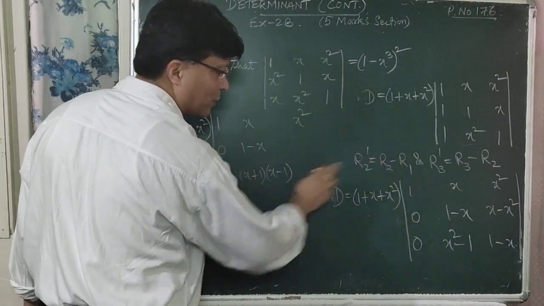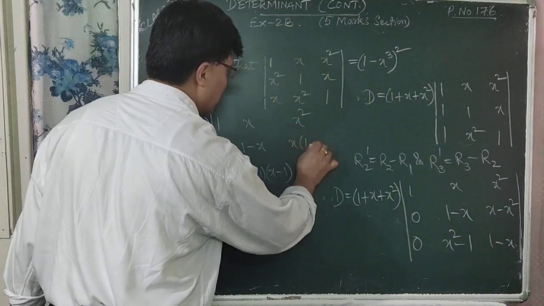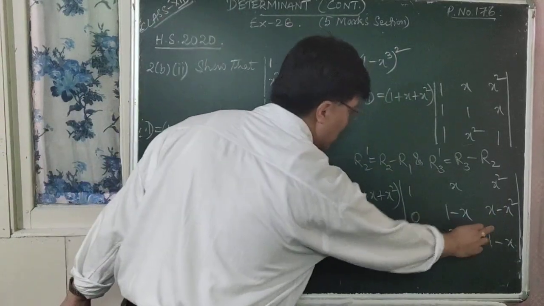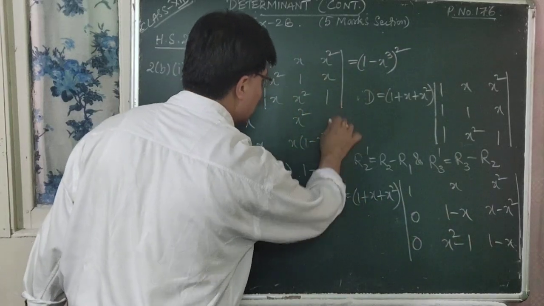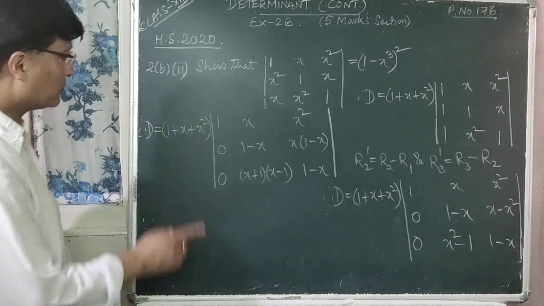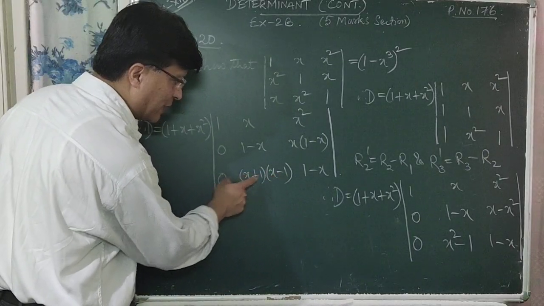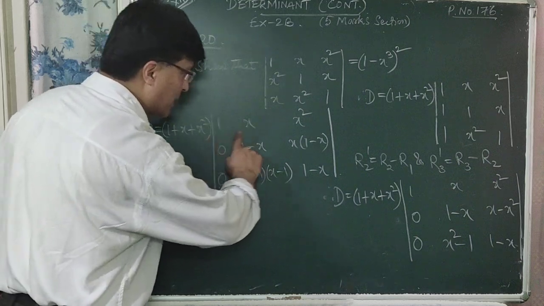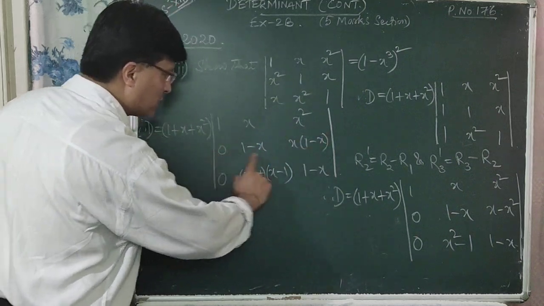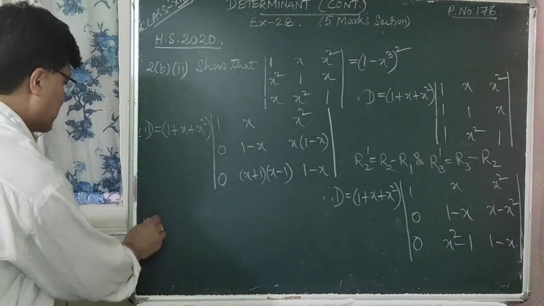x square. What is common here? x. It is 1 minus x. And what is the last one here? 1 minus x. Is that clear now? But here you should make it 1 minus x by taking minus common here, so that we can take common from the second row and from the third row. Right? So let us write down.